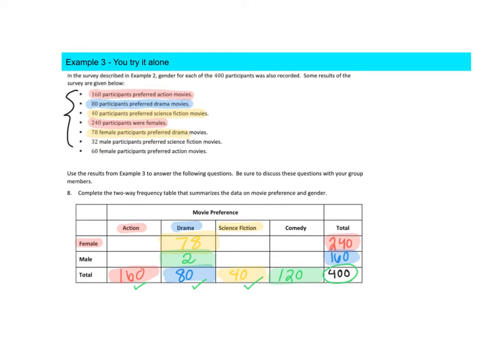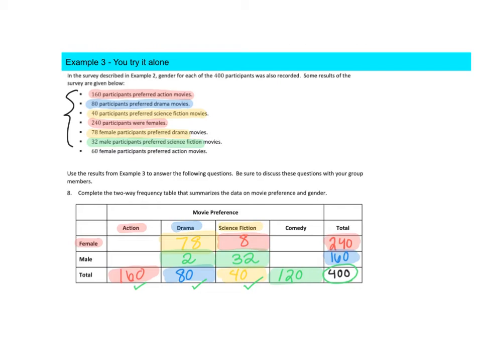Okay. Moving on to our next piece, it says 32 male participants preferred science fiction. So if we go to male participants for science fiction, it's right here. And it says 32 preferred that. Well, if there's a 32 there, can we figure out how many females preferred science fiction? Yeah. If there's a total of 40 people who like science fiction and 32 are males, that leaves a difference of 8 females. All right.